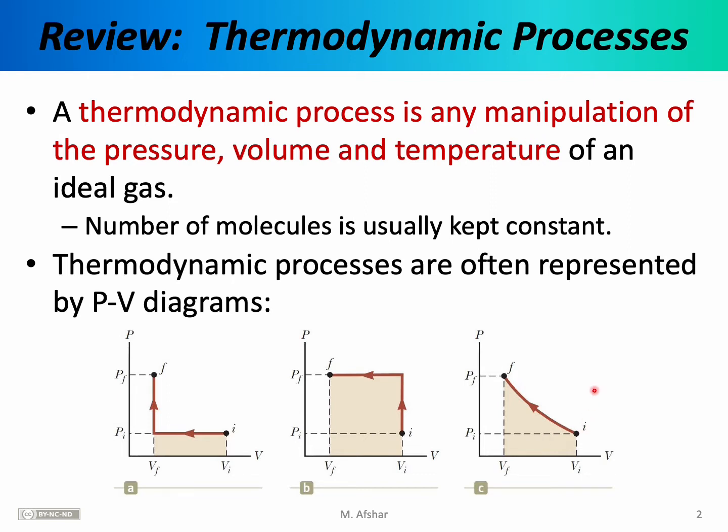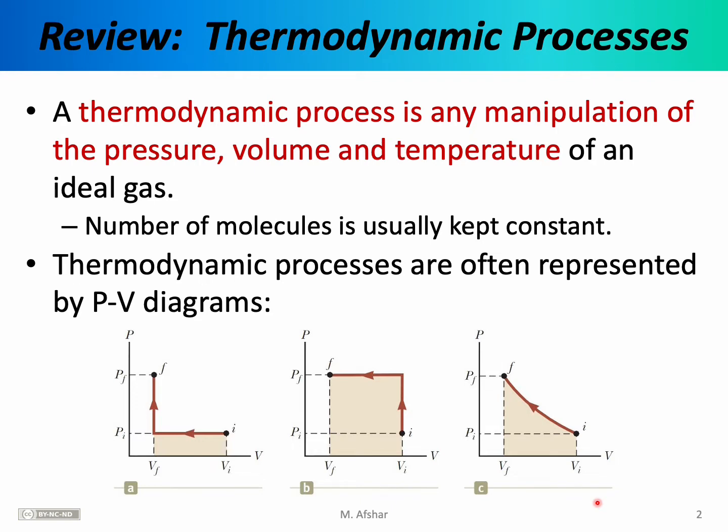And of course, remember that pressure, volume, and temperature are related by the ideal gas law. So at any point along this graph, if you know what the volume and the pressure are, then in principle, you can calculate the temperature of the gas. So PV diagrams give us a very precise, concise description of how the ideal gas is being manipulated.